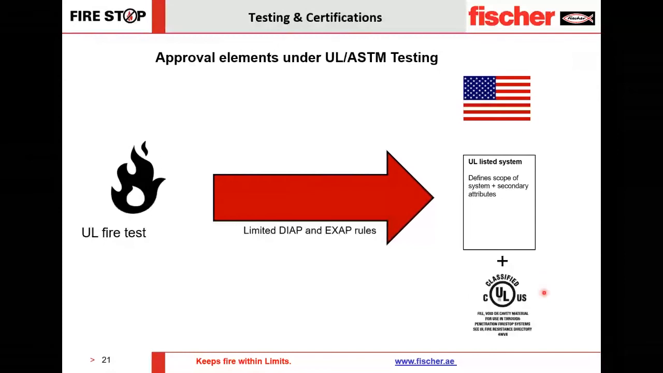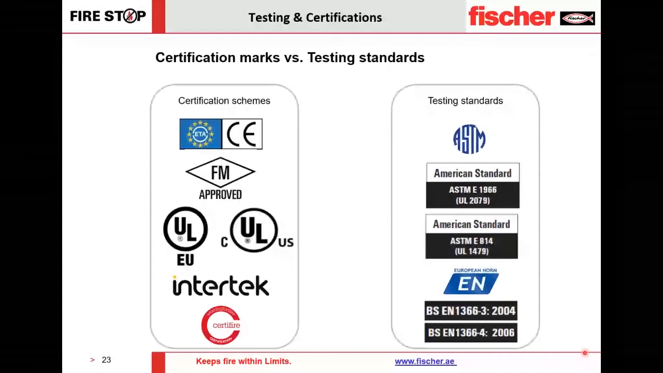Now, let's put it all together. And here you will probably see some familiar logos and marks. On the left side, you see certification schemes, and on the right side, you see different testing standards. So UL, which we all know as a testing laboratory, does testing based on both ASTM and EN standards and issues test reports, certifications, and marks. If testing is done with UL under an EN standard, then we will get a UL EU third-party certification. And if it's done as per ASTM UL standard, then we get the UL US listing.